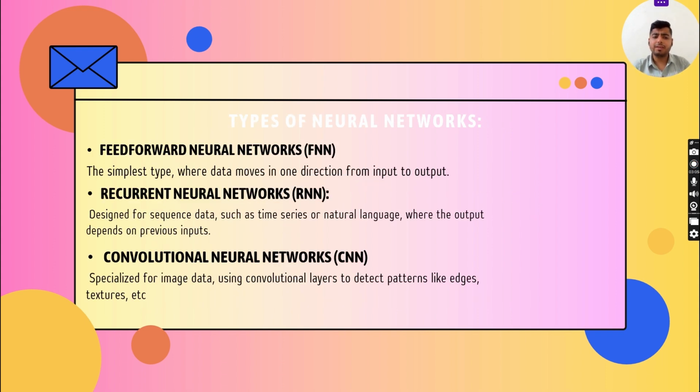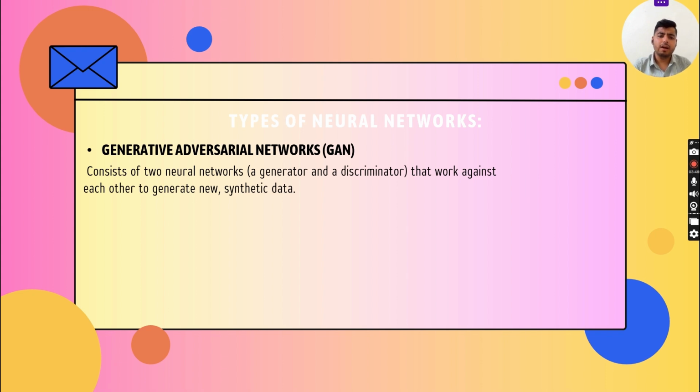Next, types of neural networks. So the first type is the feed forward neural network, which is also known as FNN. This is the simplest type, where data moves in one direction from input to output. Second is recurrent neural networks, that is RNN, designed for sequence data such as time series or natural language, where the output depends on previous inputs. Next type is the convolutional neural network, which is CNN. It is a very important type, specialized for image data, using convolutional layers to detect patterns like edges, textures, etc. Next type is generative adversarial networks, which is also known as GAN. It consists of two neural networks, a generator and a discriminator, that work against each other to generate new synthetic data.